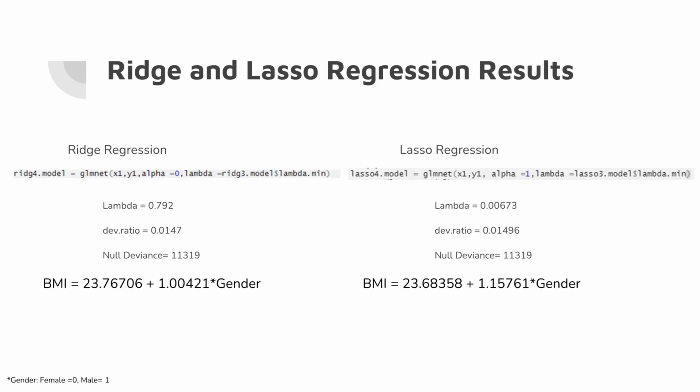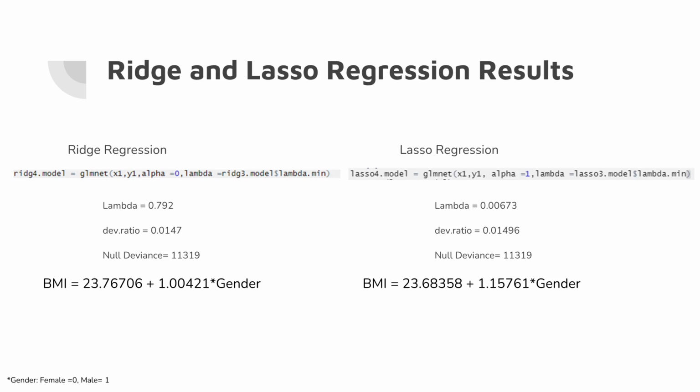Knowing which was the best lambda that resulted in the lowest mean squared error, we then computed the coefficients for our Ridge and Lasso models. Here we show the lambdas used, the deviance ratio, and the null deviance. It is quite clear by looking at the deviance ratio that adding the beta coefficient to our model does not seem to really improve the null model. The final model with the coefficients obtained is shown at the bottom of the slide.